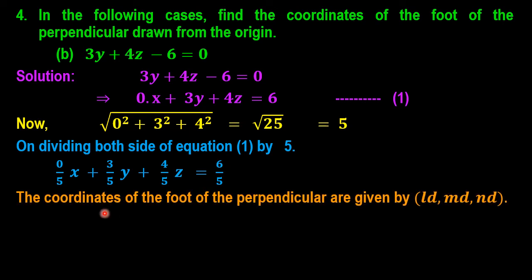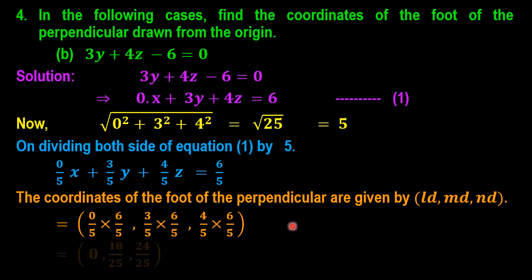And we write the formula to find the coordinates of the foot of the perpendicular drawn from the origin, and it is given by L into D, comma, M into D, comma, N into D, where L, M, N are the direction cosines and D is 6 by 5 here. So after replacing the values of L and D, M and D, N and D, and after simplification, we get 0, 18 by 25, 24 by 25. So this is the answer for question number 4B.